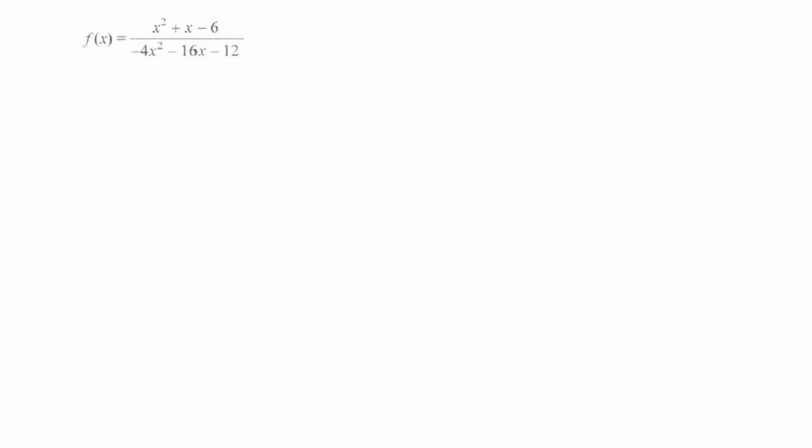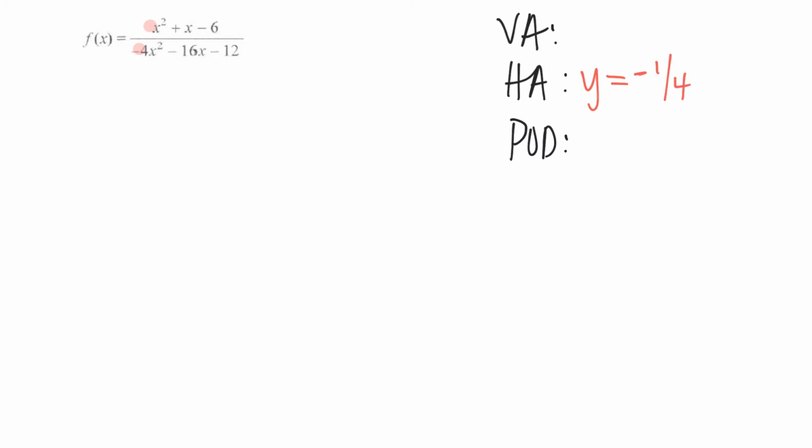So again, VA, HA, and POD. Okay, so HA, I have same over same, so my coefficients of these two terms would be 1 over negative 4. So that means that my HA is y is equal to negative 1/4.